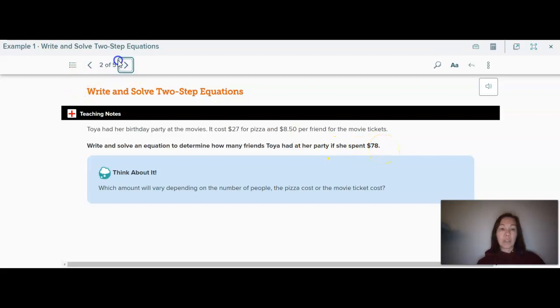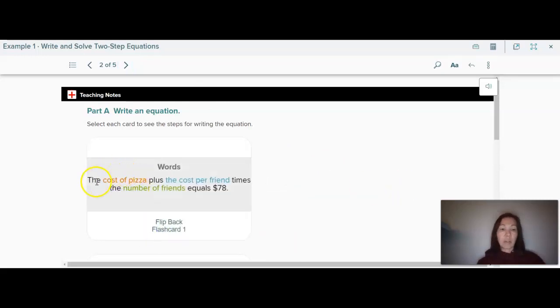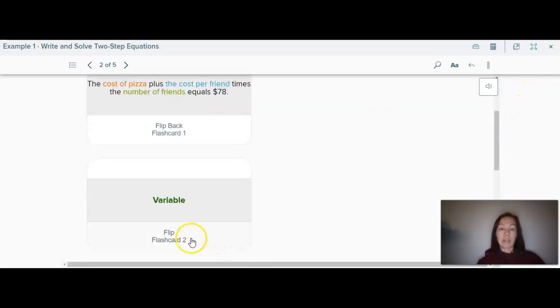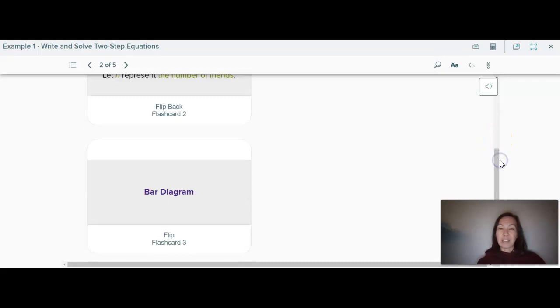So let's look at this first of all. In words, we have the cost of pizza plus the cost per friend times the number of friends equals $78. Our variable is the number of friends, so we can use n for number of friends. You could use x, it really doesn't matter, whatever variable you like to use. Typically not the letter O, because it gets confused with a 0.